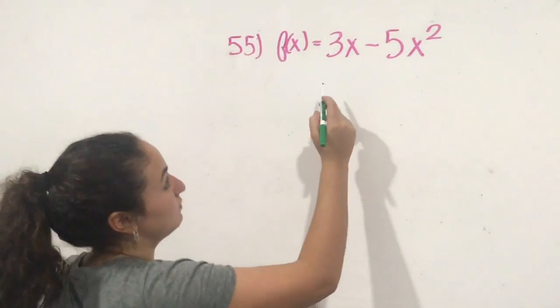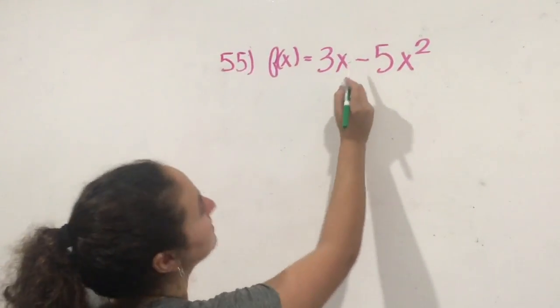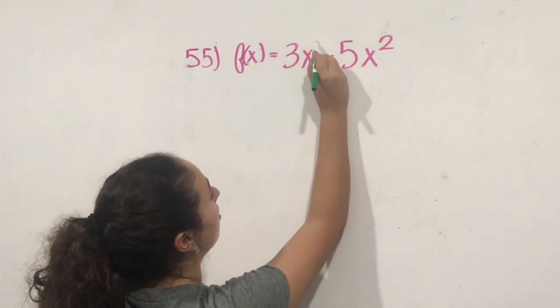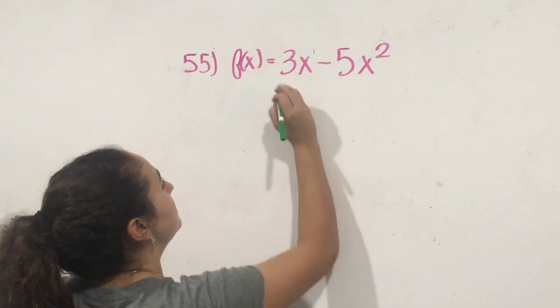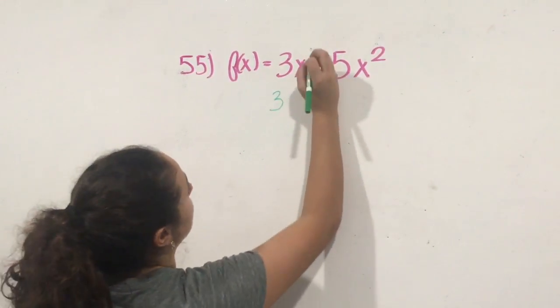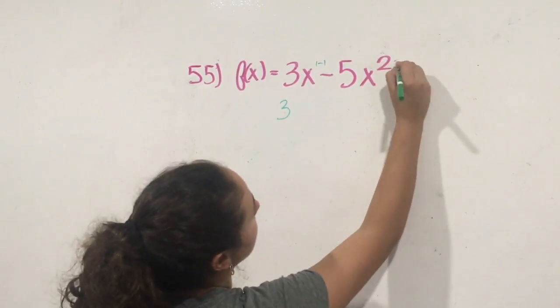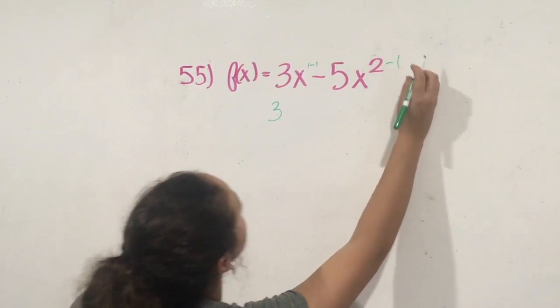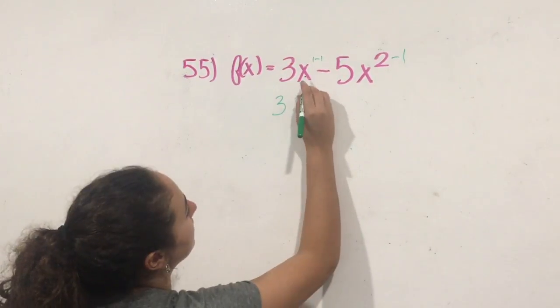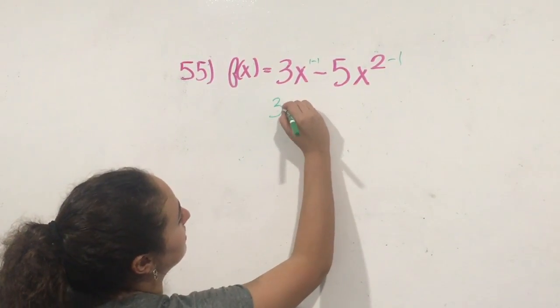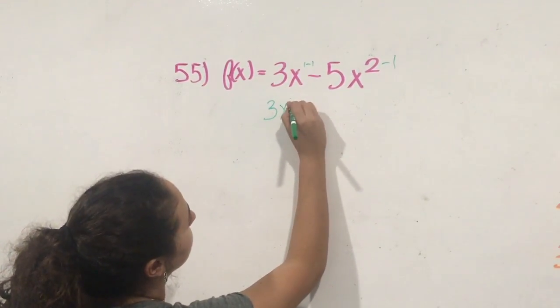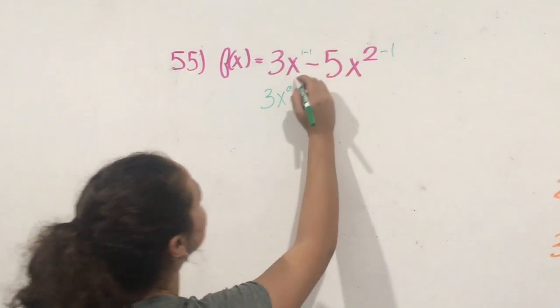The first step is to multiply 3 times the exponent of x, and you have the exponent of 1. So it's 3, and here you subtract a 1 from the exponent, like in here it would be 2 minus 1. So you take down the x, and it's 0, because 1 minus 1 is 0.